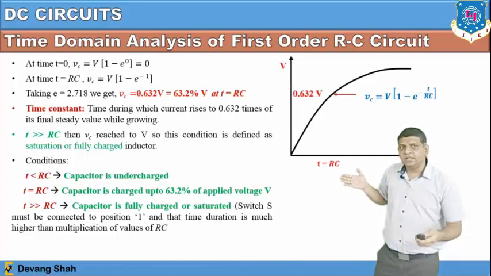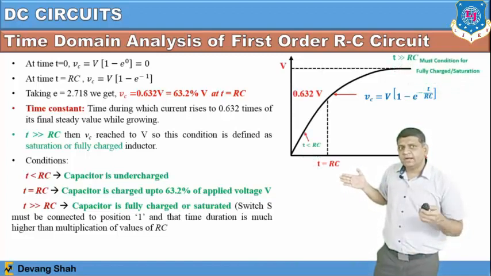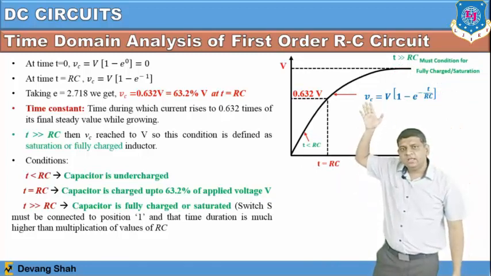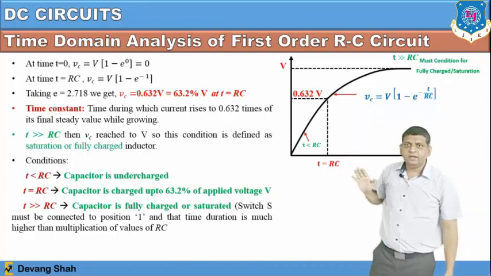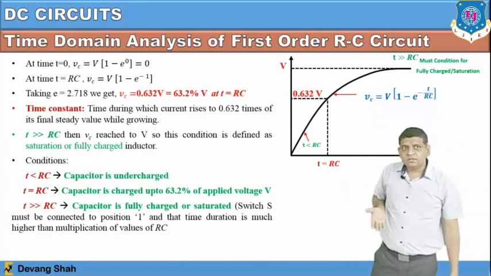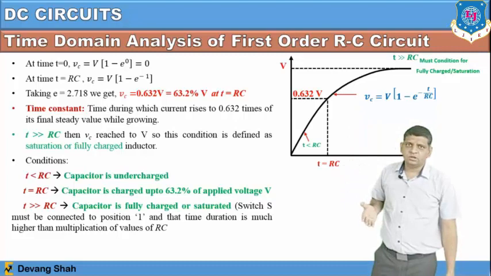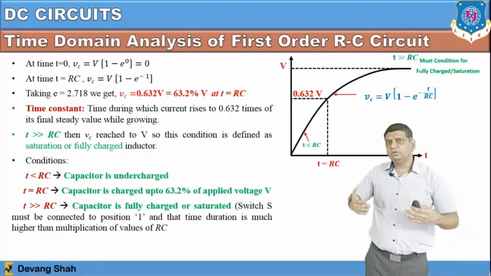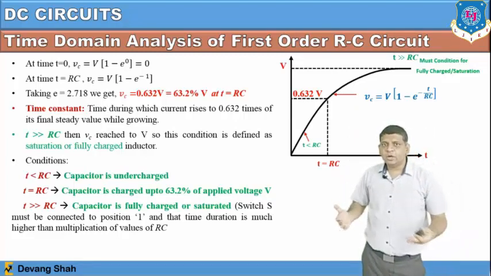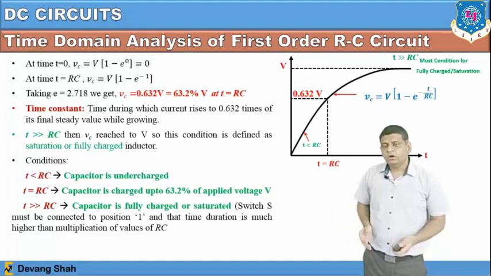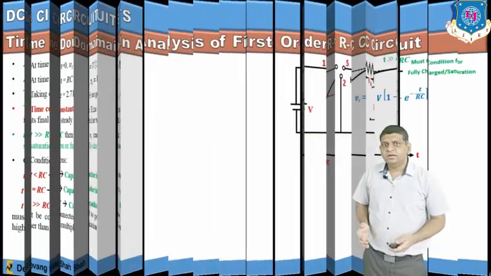Once you take t equal to RC, you will see that the value is 0.632 times V, right? And as we go on, when t is much greater than RC, this is the fully charged condition, or saturation condition. So as a circuit designer, you have to think about these three different conditions, and as per these conditions, you can design your series RC circuit under DC excitation.